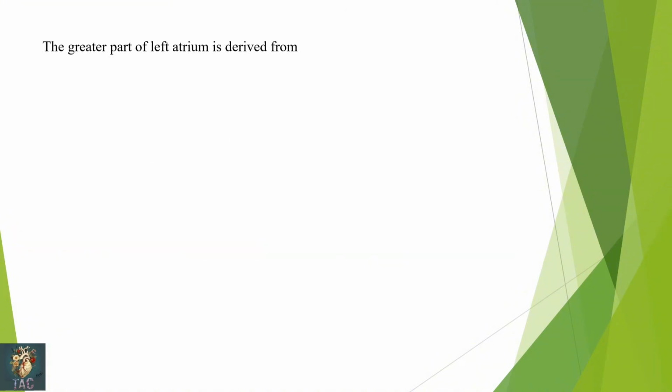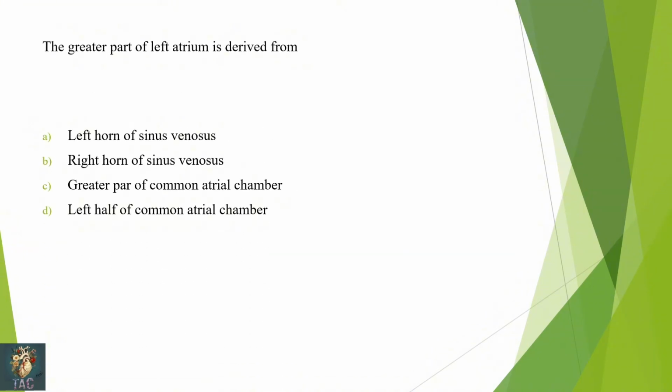Next is: the greater part of the left atrium is derived from the left horn of the sinus venosus, the right horn of the sinus venosus, the greater part of the atrial chamber, the left half of the common atrial chamber, or the pulmonary veins. So we all know that most of the left atrium is formed from the pulmonary veins, while the original primitive atrium forms the right atrium. So here the correct option is pulmonary vein, that is E.